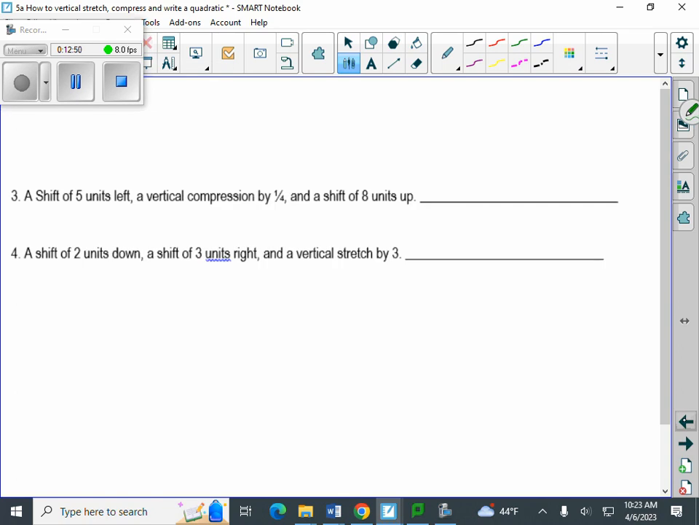Same idea on problems 3 and 4. A shift of 5 units left. Vertical compression by 1/4 and a shift of 8 up. Y equals, a little bit of space, parentheses, squared. 5 units left. Left or right is an inside idea. So it's going to be inside the parentheses. But it's going to be plus 5.